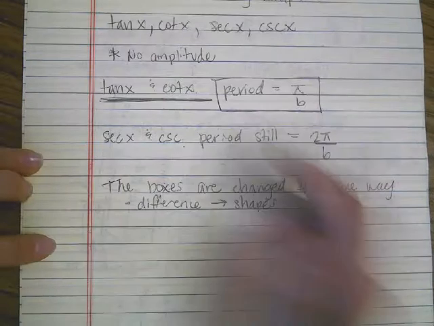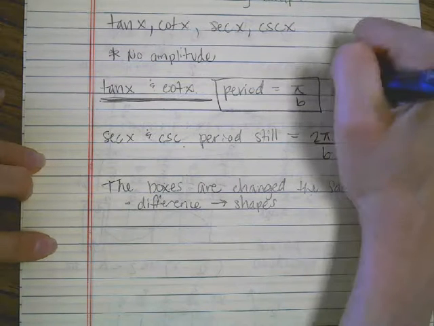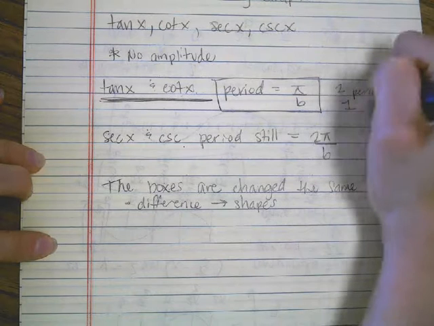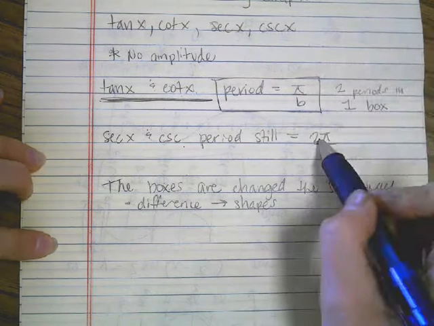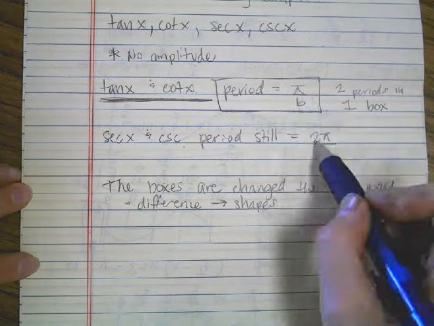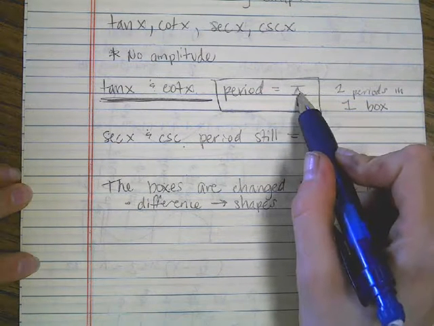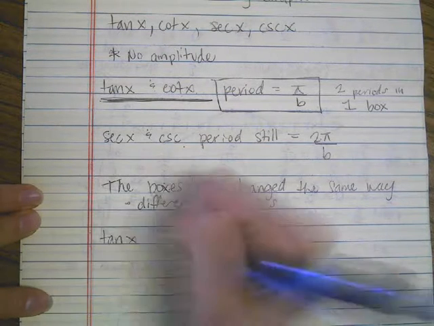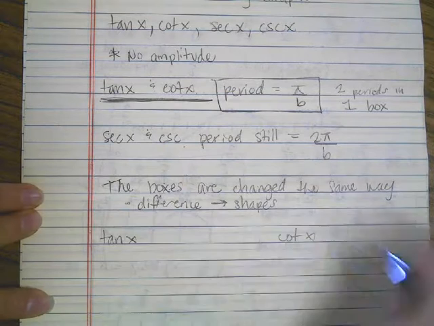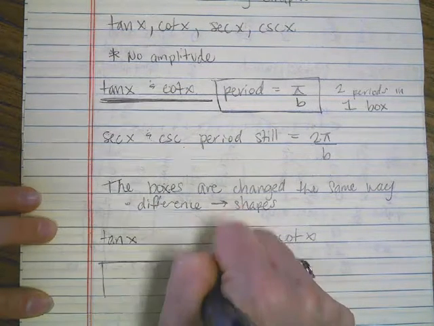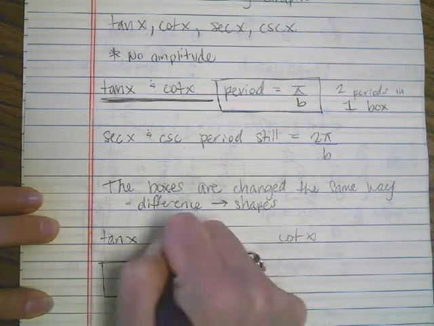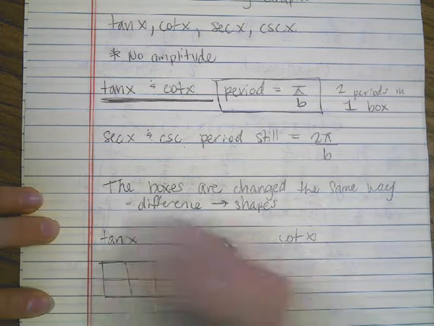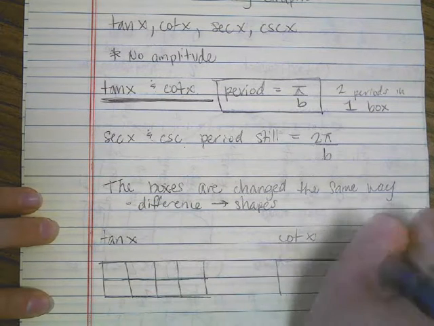The other thing you need to know for tangent and cotangent is the period is pi over b, so that means there are 2 periods in one box. Whereas this one's 2, this one is only 1. So if this one holds 1 period, this one's going to hold 2 periods. I'm going to look at both tangent and cotangent at the same time. I'll draw the box, and then I'll draw the shapes.